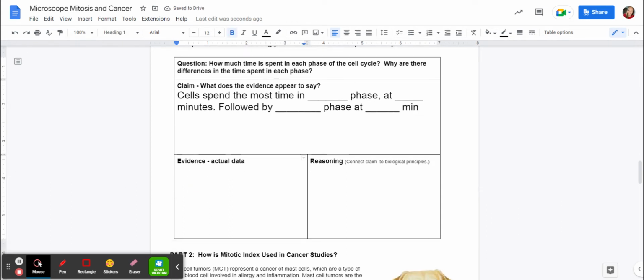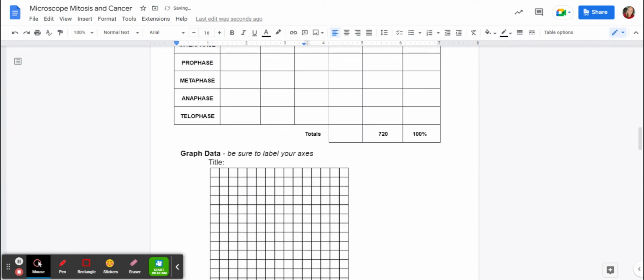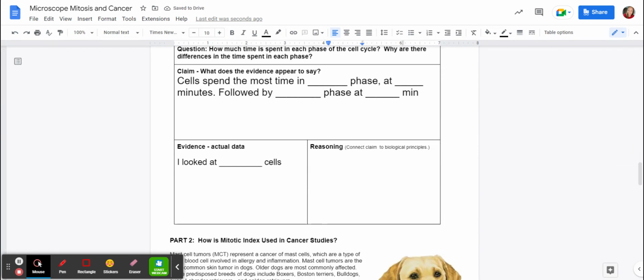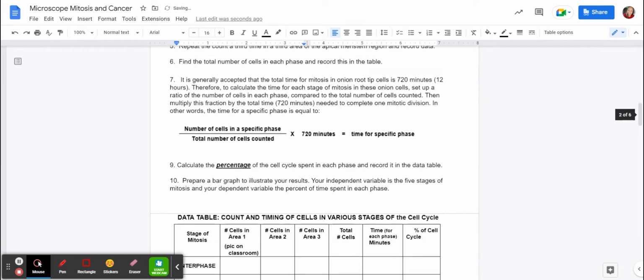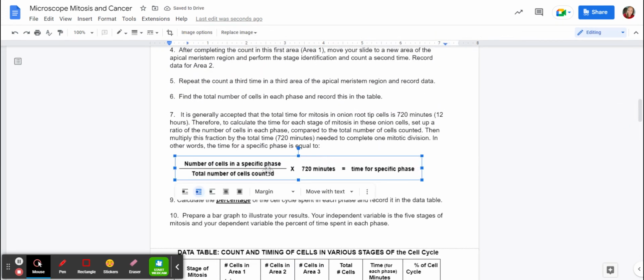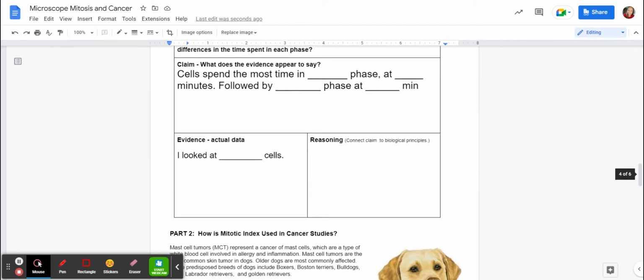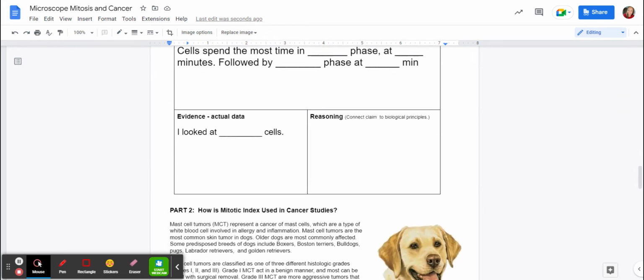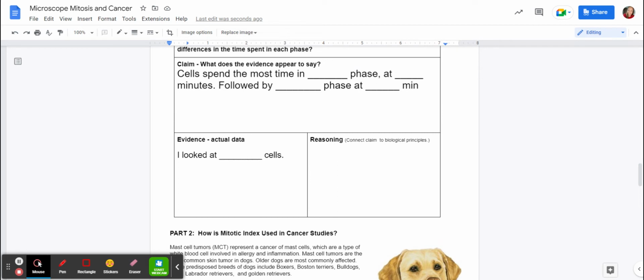Then for evidence and actual data down here in the corner, you need to describe how we got that data and how we used it. So you would say something along the lines of, I looked at blank number of cells, so however many cells you actually looked at. And then describe what we did. We counted cells in each phase of the cell cycle and then used this formula, and you can put this formula in there, to convert those cell counts to times. And that supports where your actual claim comes from.